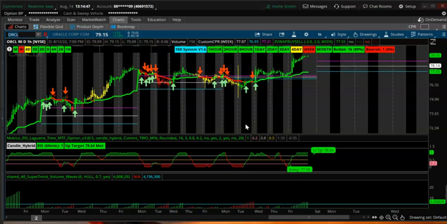Oracle is bullish. You can see three CPRs are getting up. Multi time frame also up. Okay, so it's a good bullish trade. Okay, $79, a good price, looks to me.